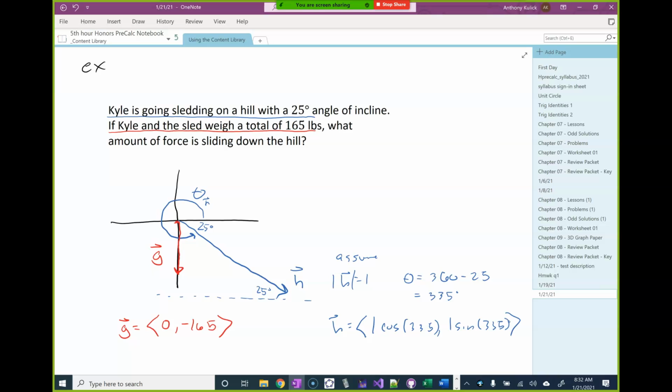Everybody okay there? The question that we're asked to answer now is the amount of force sliding down the hill. That's going to be the magnitude of the vector that's the projection of the gravity onto the hill. So we're going to calculate that projection vector and then find its magnitude. And that should be the answer to our question. Is that okay?